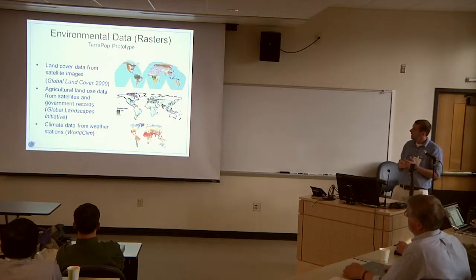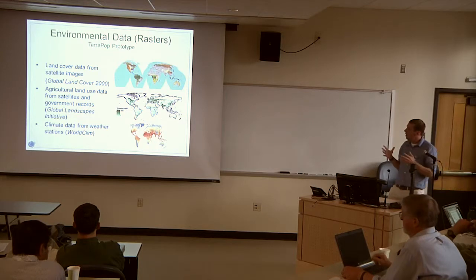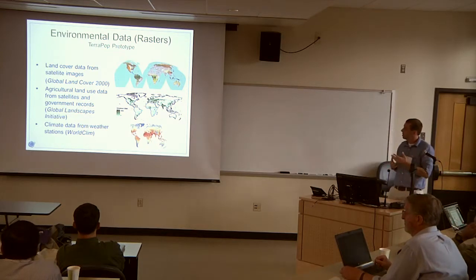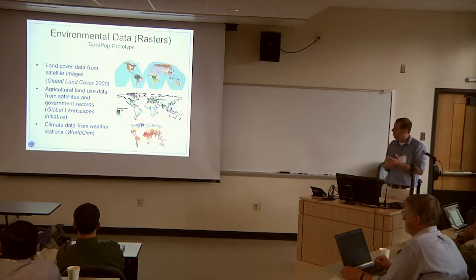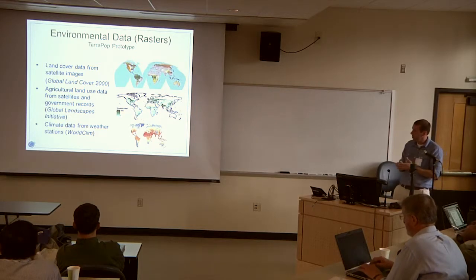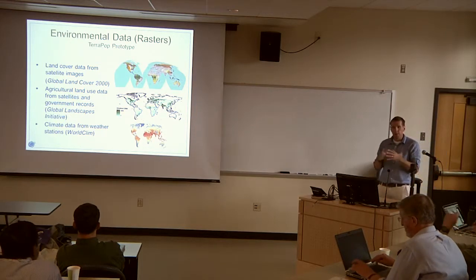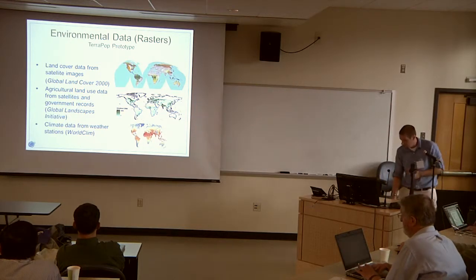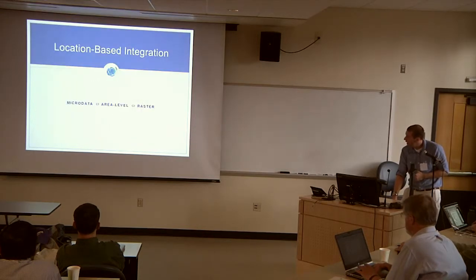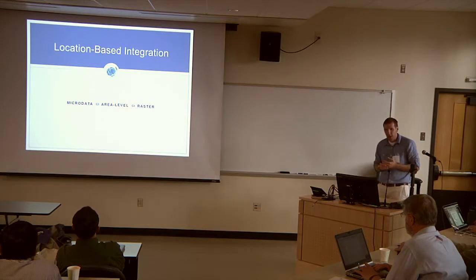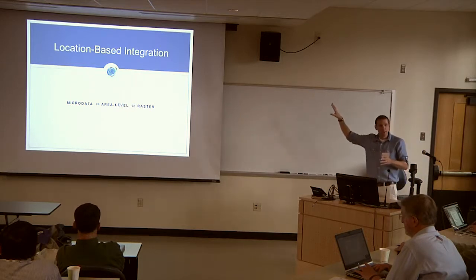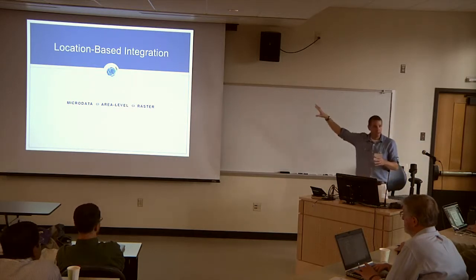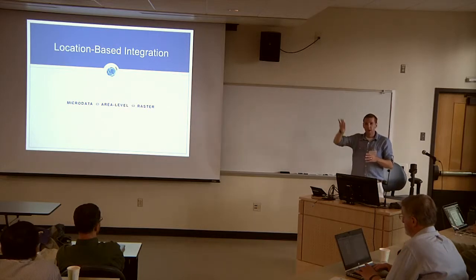Our environmental data sets, we're starting small. We have Global Land Cover 2000, some agricultural land use data from the Global Landscapes Initiative and the World Climate data. We want to blow this out and provide access to lots of other global raster data sets. And really what we're trying to build here is what we call a location-based integration. As geographers, you're going to look at this and say, we already do this. But we're not building this necessarily for geographers.